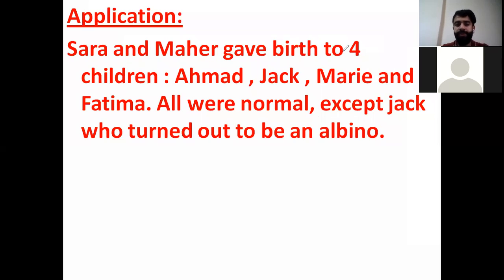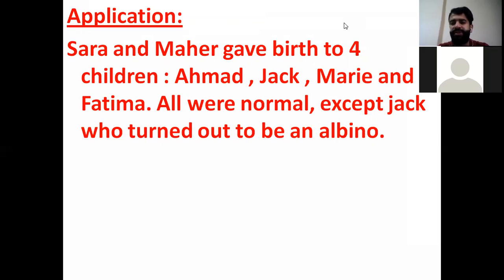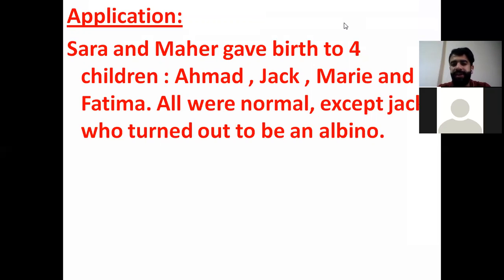Yes, Hassan? All were normal. It's recessive. Recessive, why? Most of the kids turned out normal. It doesn't depend on the kids, it depends on the parents. Here they told us that all the kids were normal except Jack, but this is not the justification if you determine the dominant and recessive allele. For example, if you have blood group B and your brother has blood group A, can you say that blood group B is dominant over blood group A? Not the case. You have to go to the parents.